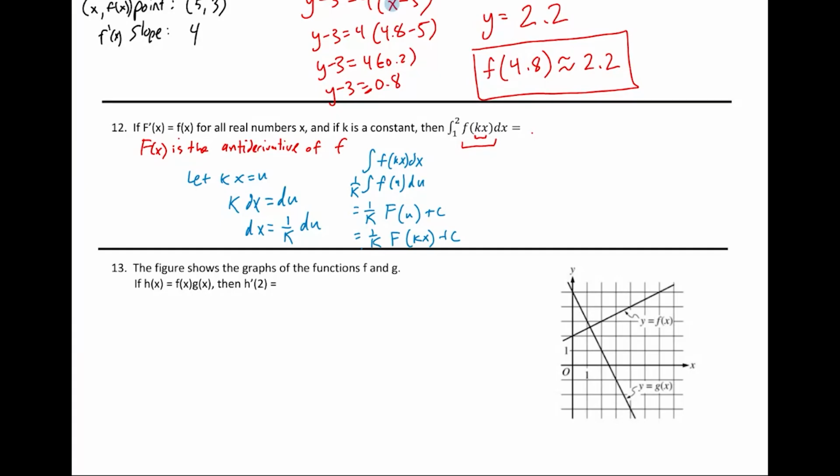Now we're ready to, I was trying to get ahead of myself there using that fundamental theorem. So here we've got from 1 to 2, 1 over k times big F of k times 2, do I have enough parentheses there? No. Minus 1 over k times big F of k times 1.